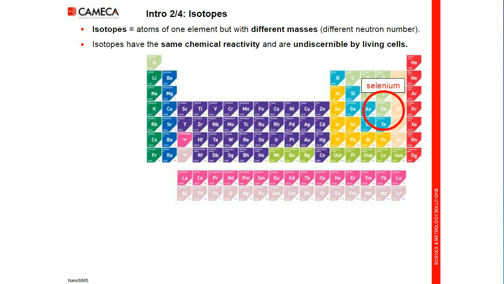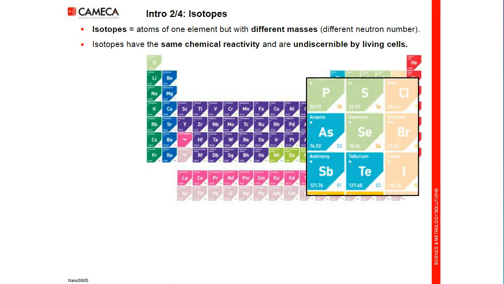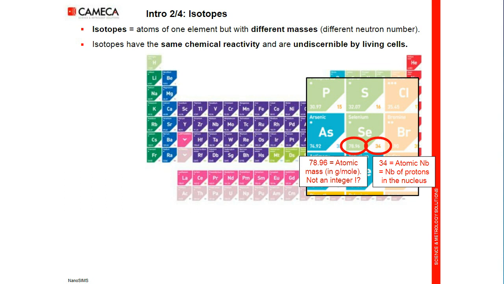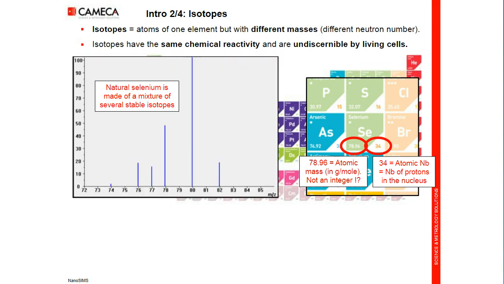Let's see, for example, selenium. On the right side, I can see number 34. This is the atomic number, the proton number. And on the left, I can see the atomic mass, which is not an integer. And why? Because it's a mixture. The natural selenium is a mixture of different isotopes with different weights. Stable isotopes have fixed natural ratio on Earth.